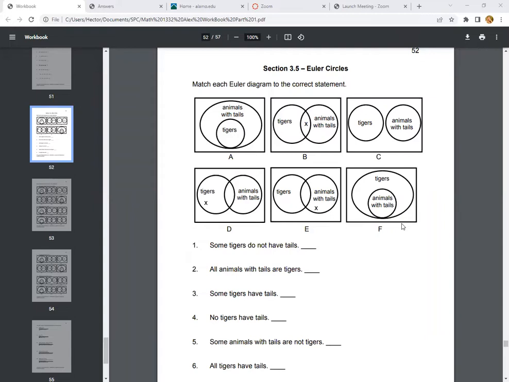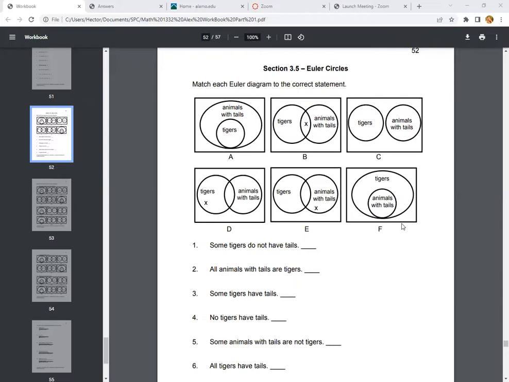This is on section 3.5, Euler circles. Another way to refer to these is also Euler diagrams. And these are basically Venn diagrams that are used to prove or disprove the validity of a statement, like a conclusion. Okay, so let's work through some of these.